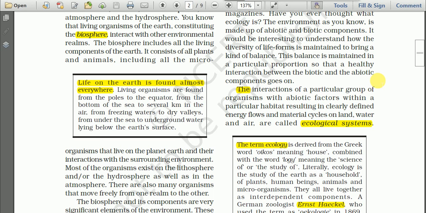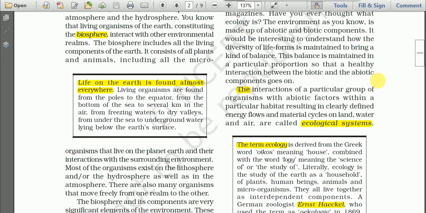We have learned that this word ecology is derived from the Greek word oikos, meaning house, and logi, meaning science of or the study of. So the literal meaning of the word ecology is the study of the earth as a household. Oikos meaning house. And Ernest Haeckel was the first scientist to use the term ecology.